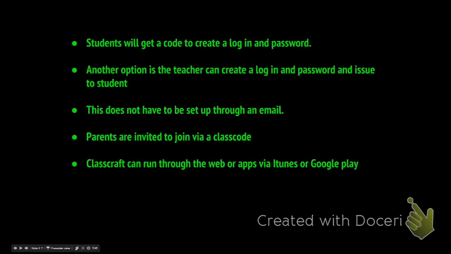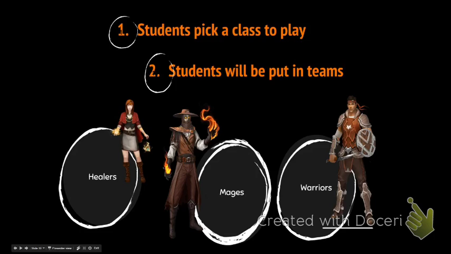So once you set yours up, the students will get a code to create a login and a password. It does not have to be set up through email, which is awesome, especially if you teach students that are 13 years or younger because of the COPPA laws. And the parents are invited to join via a class code, but it's very private, and it can run through the computer or it can run through apps, and you can get the apps through iTunes or Google Play, and they are free.